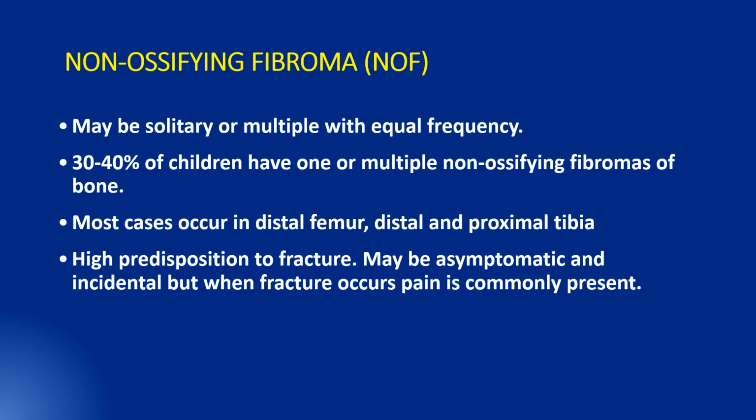NOF may be solitary or multiple with equal frequency. About 30 to 40% of children have one or multiple non-ossifying fibromas of bone. Most cases occur in the distal femur, distal and proximal tibia. They have a high predisposition to fracture, especially when they involve more than 50% of the bone. In these cases, they become painful because of the fracture, and that is how these lesions are discovered in most cases.